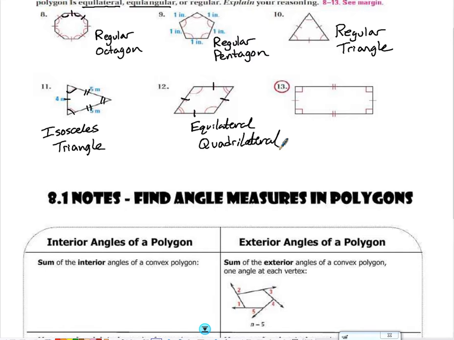If you're familiar, you might have also recognized if all the sides of a quadrilateral are the same length, this is also called a rhombus. And that will come up later on in this chapter.